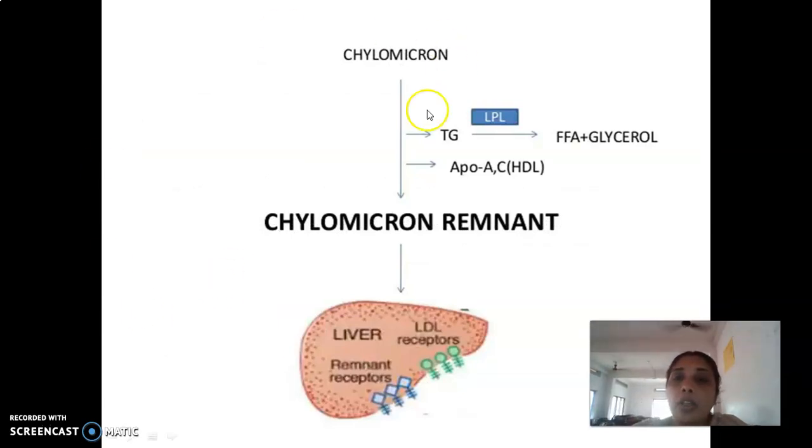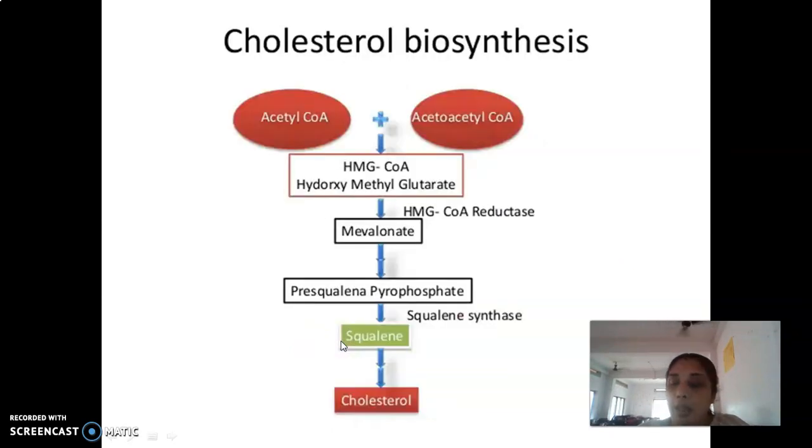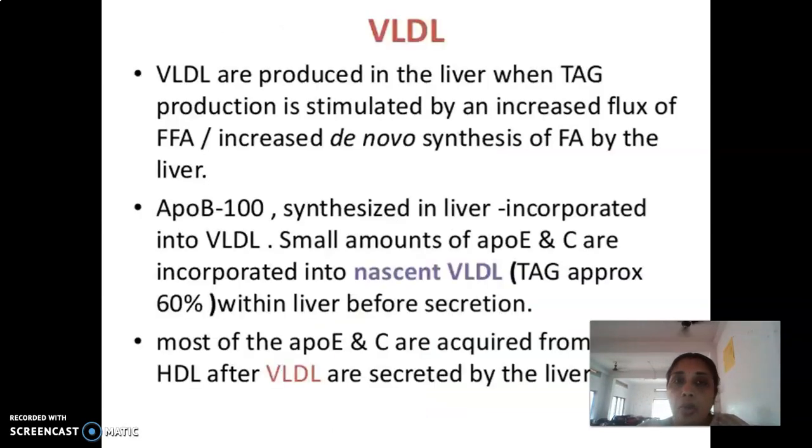And once the chylomicron liberates its contents, what happens? It will be moving back to the liver, right? So that's the fate of the chylomicron. We know that the half-life of the chylomicron is only 1 hour. So within 1 hour it will be subjected to catabolism or breakdown. That is the case with the chylomicron, the first lipoprotein.